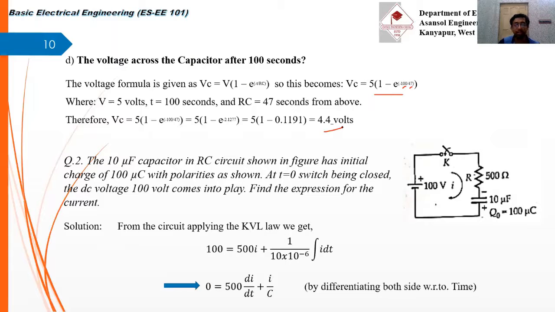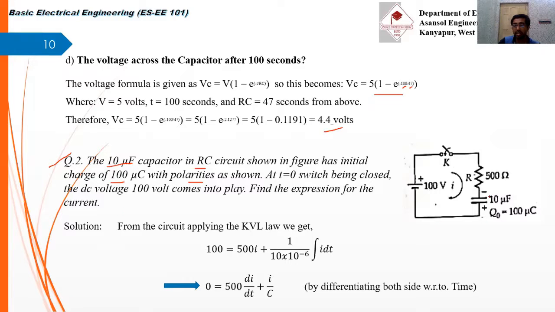Okay. Now, question number 2. The 10 microfarad capacitor in the RC circuit shown in the figure has an initial charge of 100 microcoulomb with polarities shown here. At t equals 0, the switch is closed, and the DC voltage of 100 volt comes into play. Find the expression for the current.